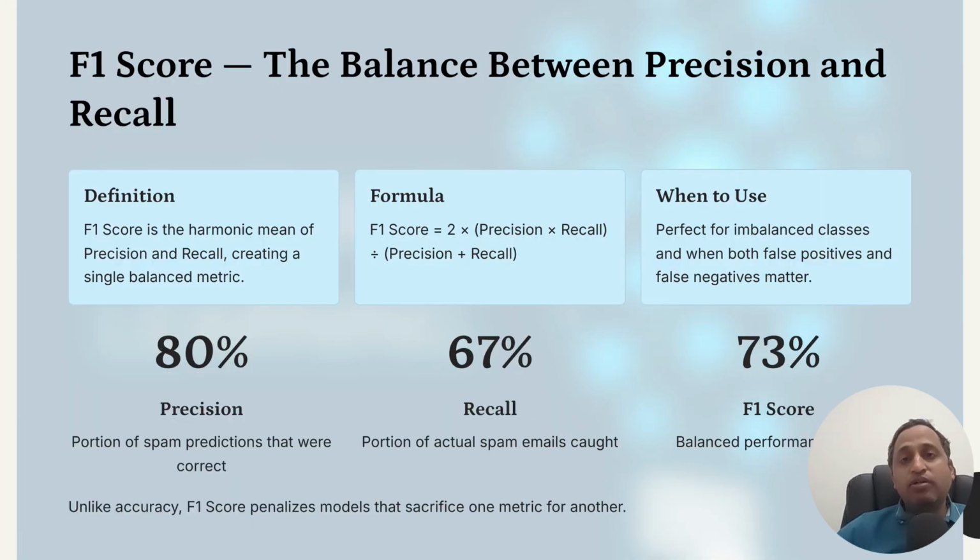Now that we covered precision and recall, let's talk about F1 score, which brings them together into a single number. So why do we need this? Because sometimes you face a trade-off. If you push for higher recall, precision may drop. If you tighten precision, you might miss real positives. So you want to balance.